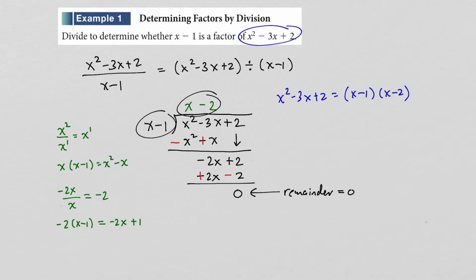So it says divide to determine whether x minus 1 is a factor of that polynomial. The answer is yes. X minus 1 is a factor of that original polynomial, x squared minus 3x plus 2. And again, it's because the remainder was 0.